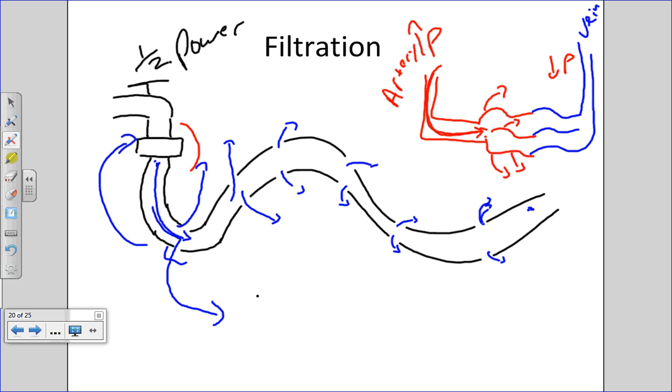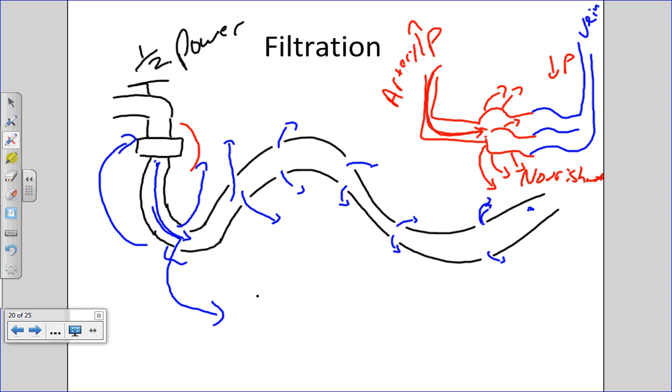All right, so basically, once we filter this fluid, the plasma, the water out of our blood into the tissues, this is how we carry the nourishment or the nutrients for the cells. This is how we get the sugars and the gases, the oxygen, and all the other nutrients into the cells.